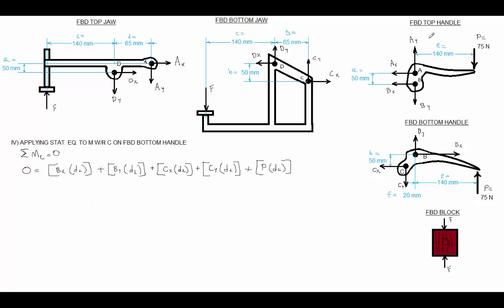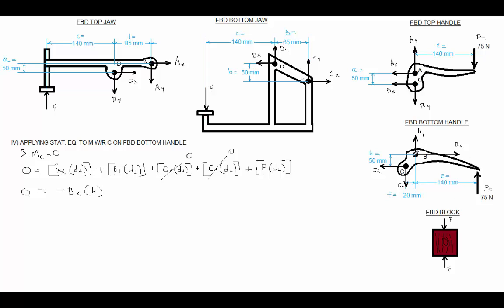Once I know BX on the top handle, I can then move to the bottom handle. If I sum moments at C on the bottom handle, it'll cancel out CX and CY. I know BX, I know P, and I can find BY. When we sum moments at point C, CX and CY both cancel out. So BX here is producing this type of rotation, which we will call negative, and its perpendicular distance to point C is B.